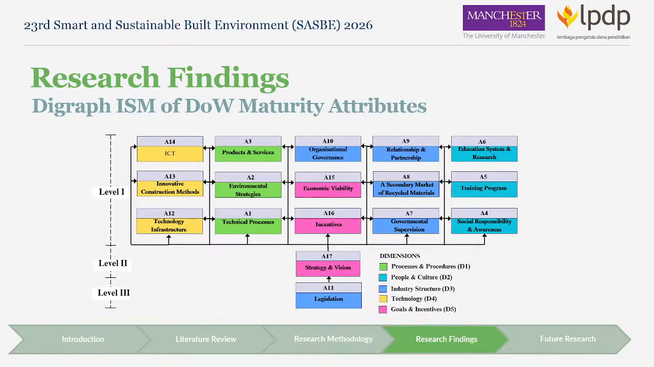This is the research finding based on the ISM graph analysis. Level 3 should be the most important attributes in developing countries for implementing the design out waste approach, starting from legislation and strategy and vision. They will guide developing countries to implement design out waste in their design companies. The other attributes have complex interrelationships, so they are at the same level.